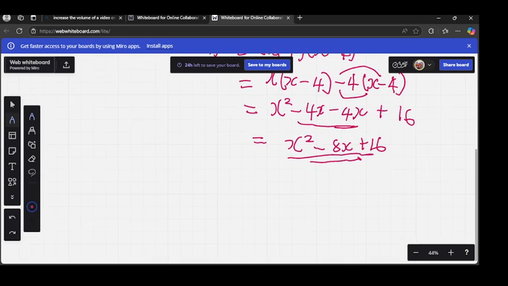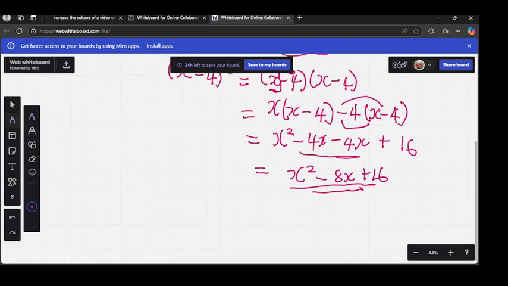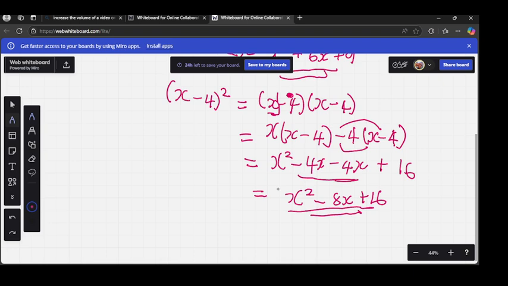So let's proceed further. These are examples of squares, and as you can see here from this image, x squared plus 6x plus 9 is the square of x plus 3, and x squared minus 8x plus 16 is the square of x minus 4. So (x - 4) squared gives me x squared minus 8x plus 16.